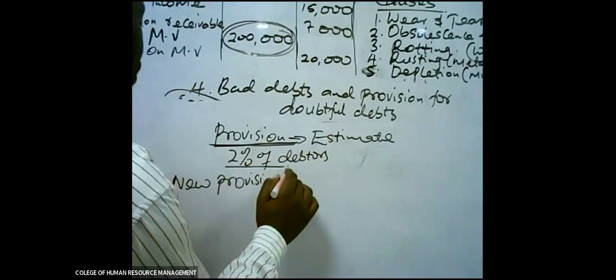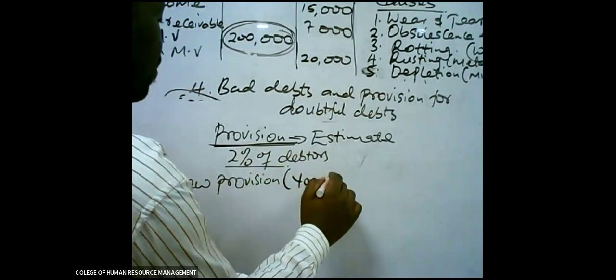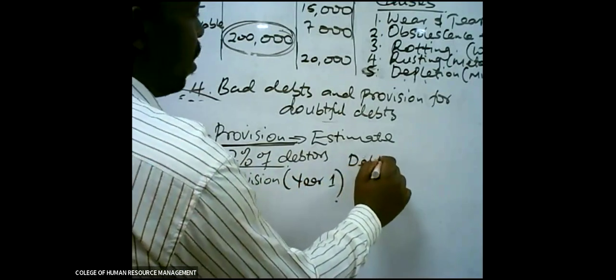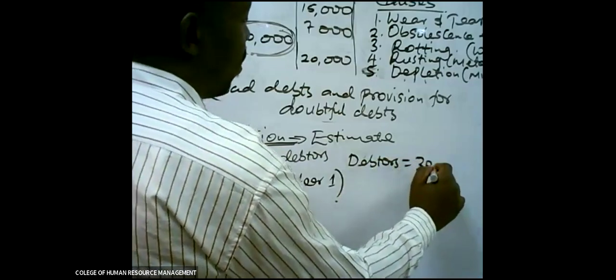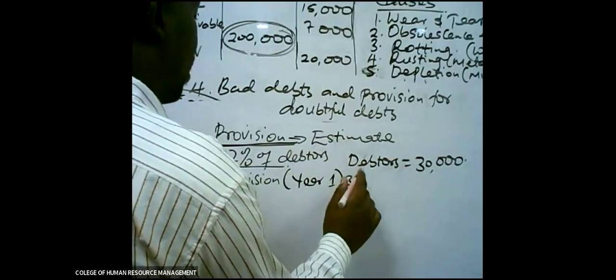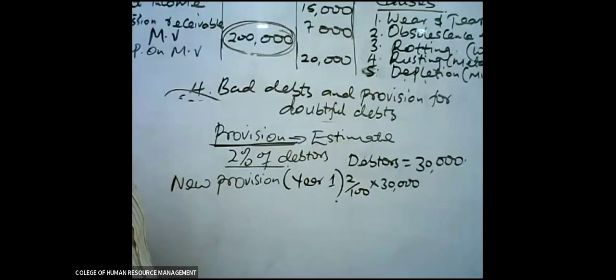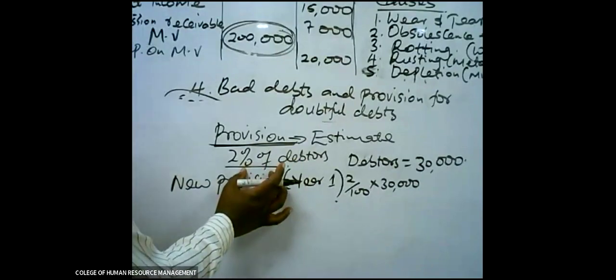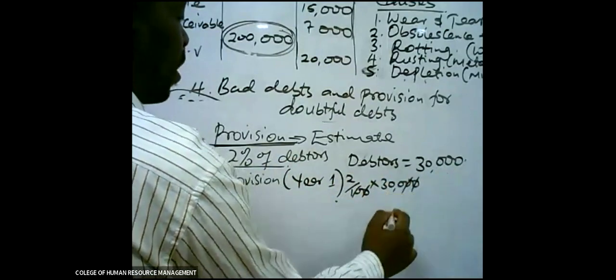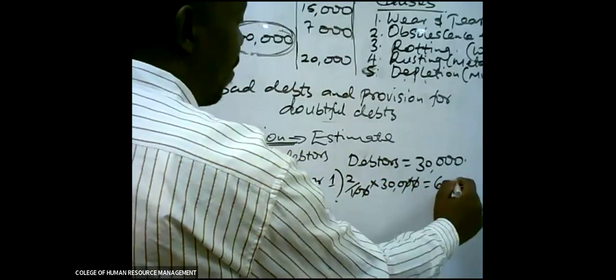So in that new provision, which is a provision in year 1, the debtors in that year 1 amounted to 30,000. So what are you going to do? You are going to do 2% times 30,000. When it is new, you take the percentage of doubtful debts times the debtors. So what you are expecting not to be recovered will be 600 that year.